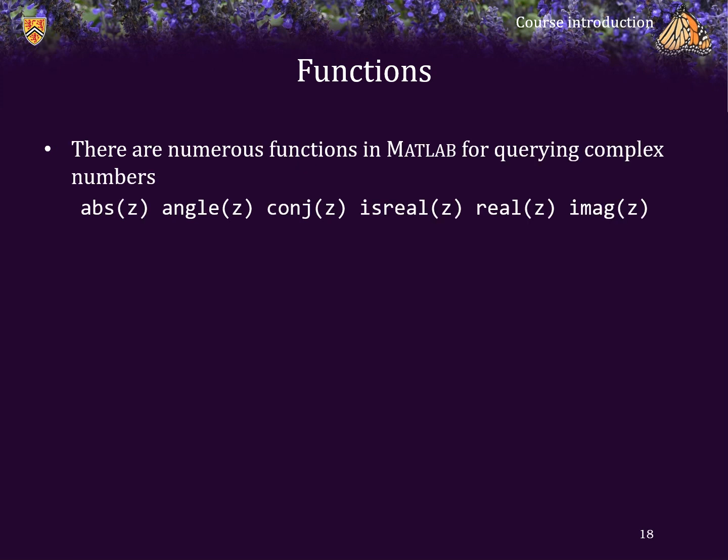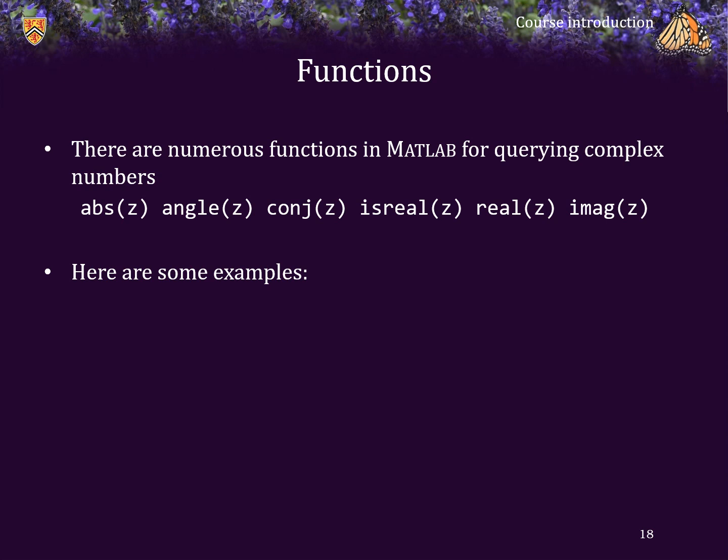There are also numerous functions in Matlab for querying complex numbers. Here are some examples. The absolute value and the angle of z, the conjugate of z, is real. This is a query that returns 0 or 1 depending on whether z is not real or real respectively. That is, it's real if its imaginary component is 0. Then we can also extract the real and imaginary components.